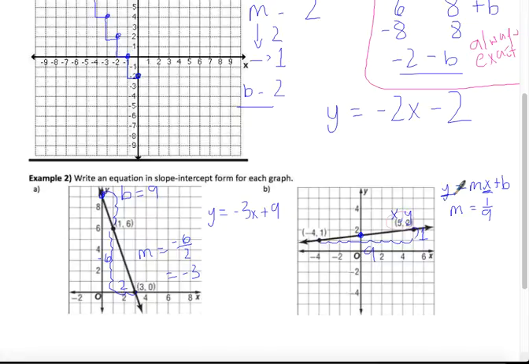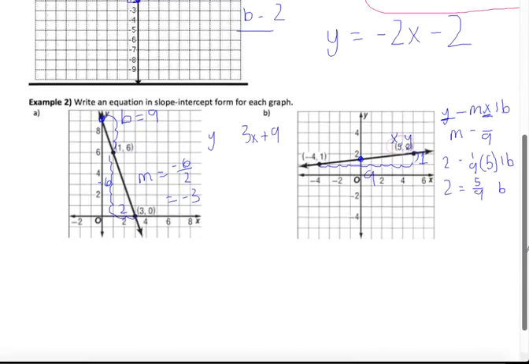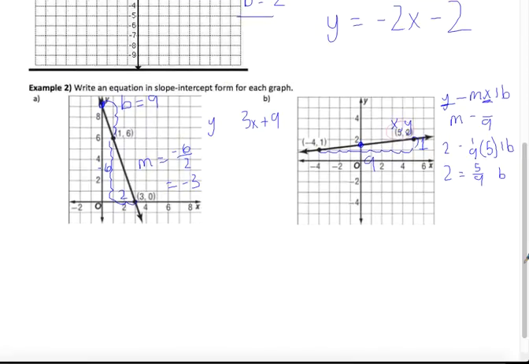So now I have 2 equals 1 over 9 times 5 plus b. So 5 times 1 over 9 is 5 over 9. Notice we're not going to use decimals here, because decimals, when we have a denominator of a number like 9, aren't going to be nice. So 2 equals 5 over 9 plus b. And then we're going to subtract 5 over 9 from both sides.